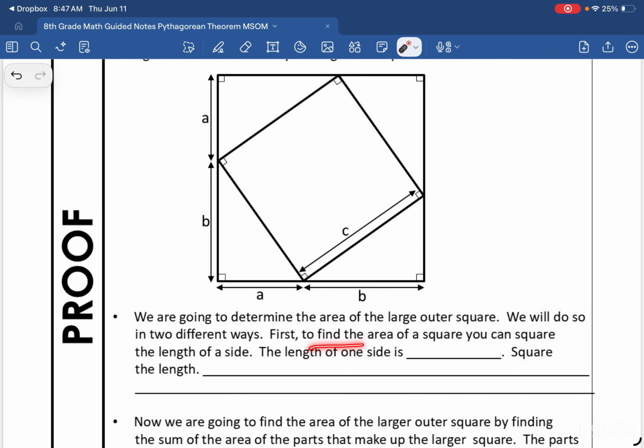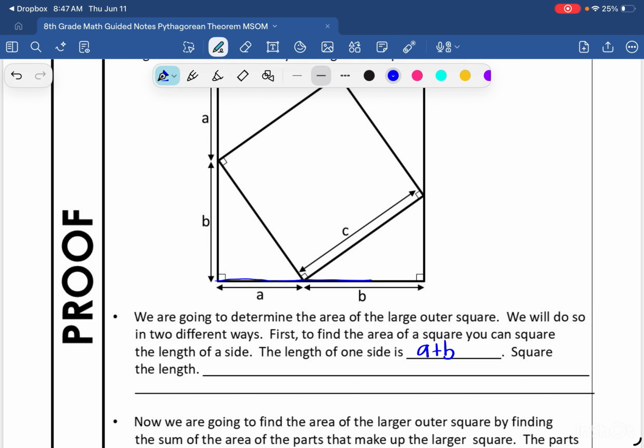First, to find the area of a square, you can square the length of a side. The length of one side of this bigger square is A plus B, and I get that from right here. Now we square the length to get the area. So we have (A plus B) squared, which is the same as (A plus B) times (A plus B). Distributing, we get A squared plus AB plus AB plus B squared. Combining those two middle terms, we get A squared plus 2AB plus B squared.